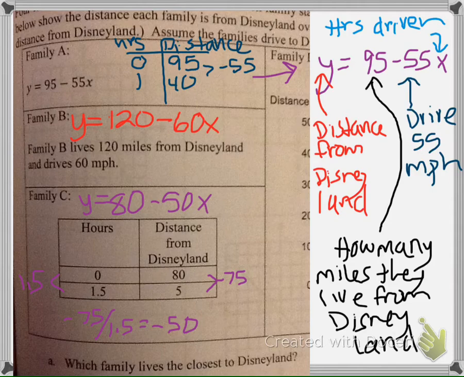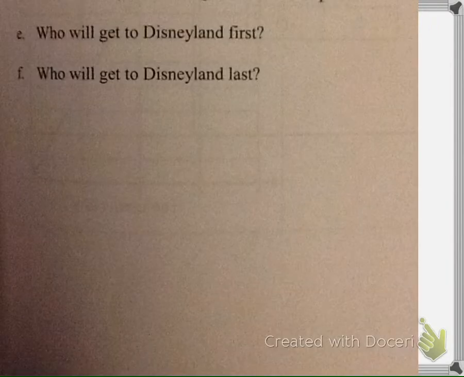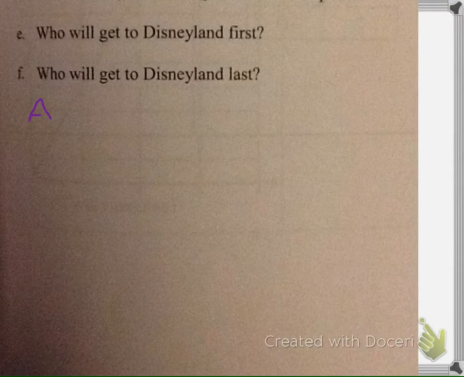So I'm going to put 0 in for y in the equation for each family, and then solve for x. If you think you know how to substitute 0 in for y and solve for x for each family, go ahead and pause the video and force yourself to do it on your own. If you're not sure, you can watch me do the first one and then do the rest on your own. I'm going to start with family A, and I want you to show all your work for each one.